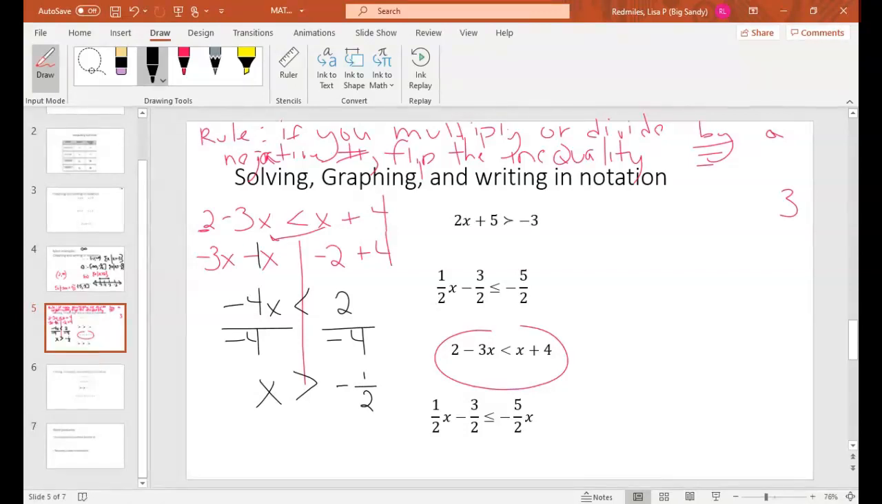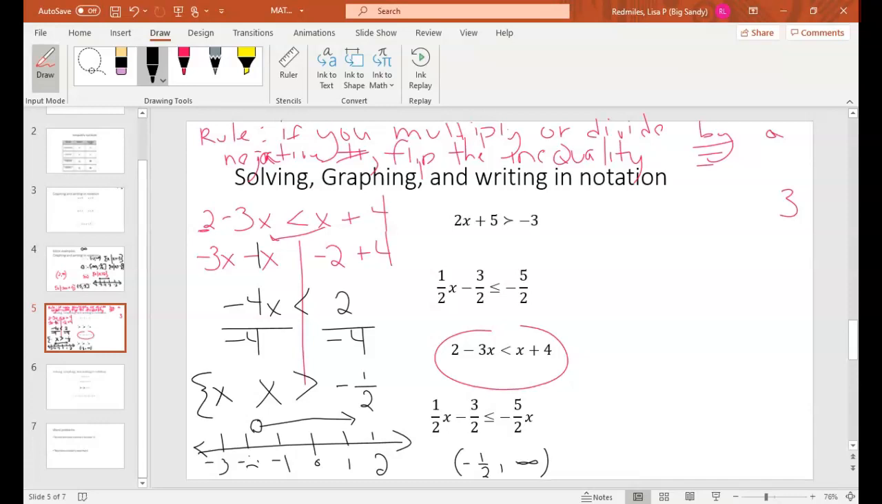So -1/2 is in between -1 and -2, or -2 and -1. So we're going to write a circle above in between those two, going to the right. And that means it is -1/2 to infinity. Or let me put my brackets around my solution with the line. The set of all x's such that x is greater than -1/2.